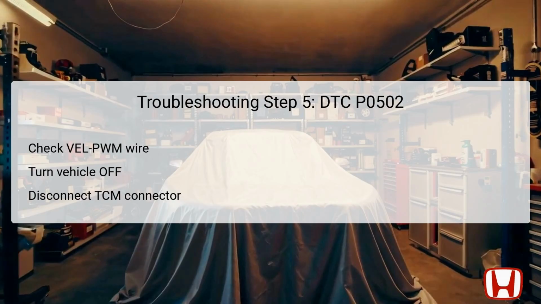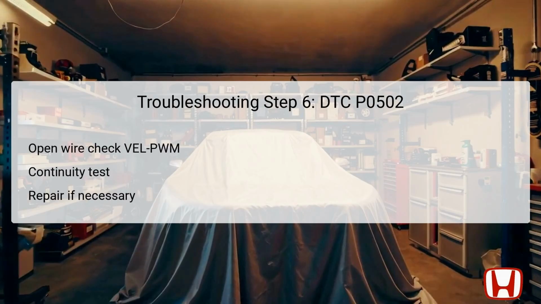Conducting this test determines whether the VEL PWM wire has become shorted to ground, a failure that can significantly impact sensor operation. If continuity is detected, it indicates a short circuit exists, necessitating repairs. If not, it suggests that the wire is intact, allowing the technician to move forward in diagnosis.